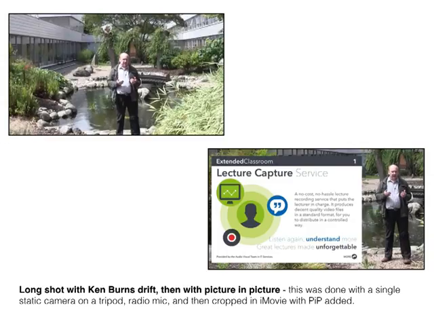So here's something quite different. So long shots, again using the radio mic, but just a single person talking, and I applied a Ken Burns drift. So the top left-hand corner shot here, it's just me talking, and a Ken Burns drift, and I was just drifting in closer and closer to me, and then I moved across to the right to make space for a picture-in-picture. So this was done with a single static camera on a tripod, a radio mic, and then cropped in iMovie with a picture-in-picture added.